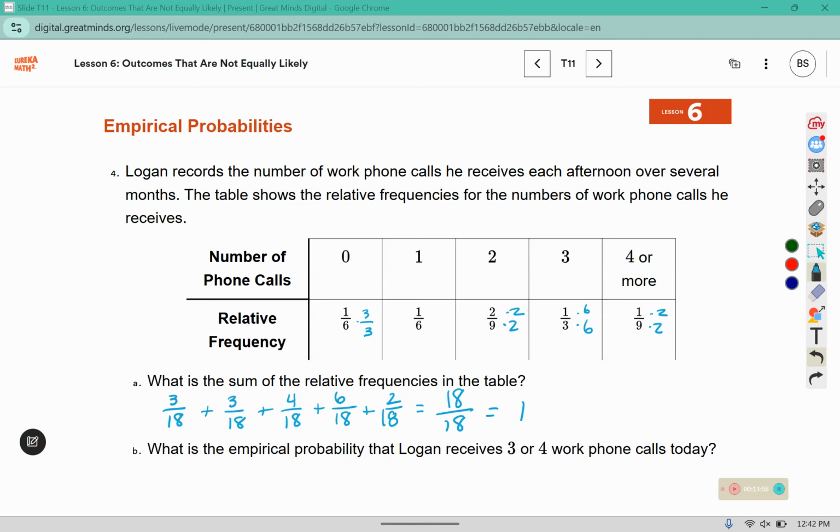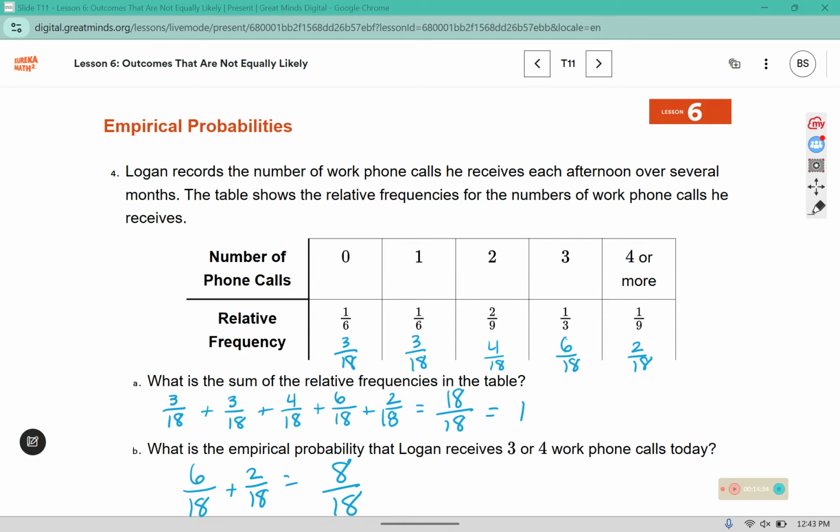What is the empirical probability that Logan receives 3 or 4 work phone calls today? So this we changed into 6/18ths, and this one we changed into 2/18ths. They are equivalent fractions, just to make it easier to add them together. So we need 3 or 4. 6 plus 2 is 8/18ths.